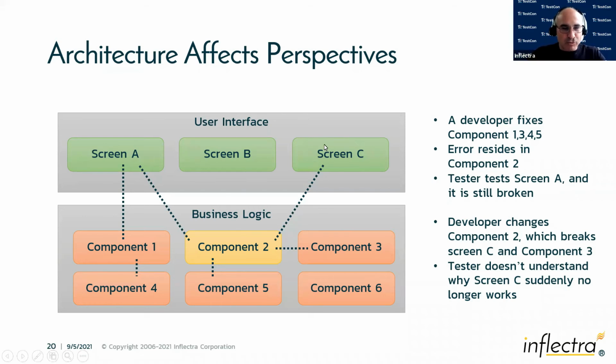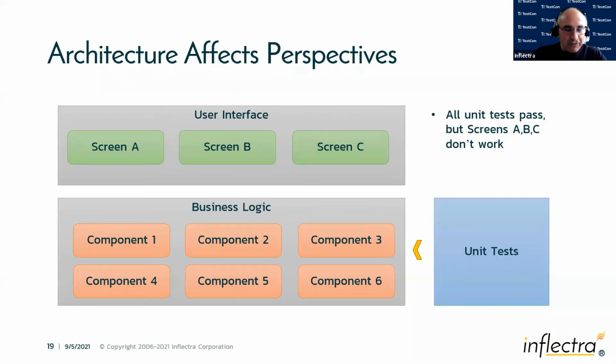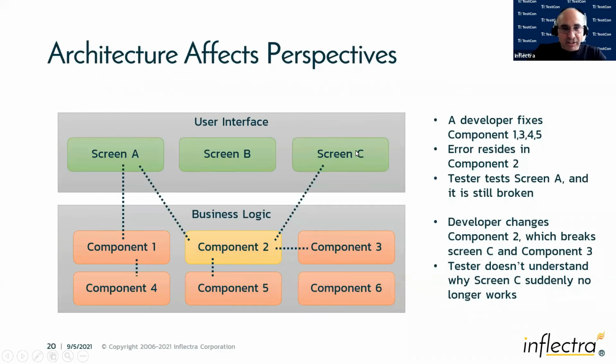So maybe what happened is a worst case. Let's say everything's working and the developer makes a change in component 2 and it causes screen A to fail. And the tester is like, well, can you fix it? And the developer fixes it, but instead of just fixing it, breaks screen C, because the same component is being used in both places. So anytime you touch component 2, you're going to potentially break screen A and screen C. And if you fix something in screen A, you may forget to retest it for screen C, and it will break something there as a side effect.